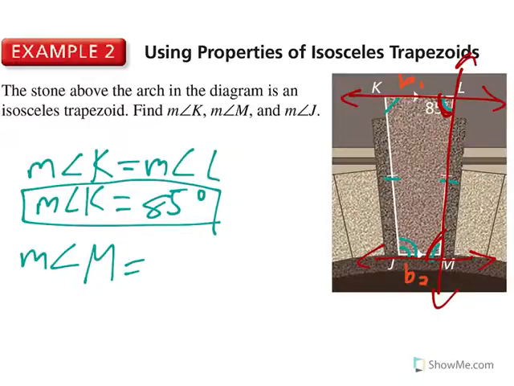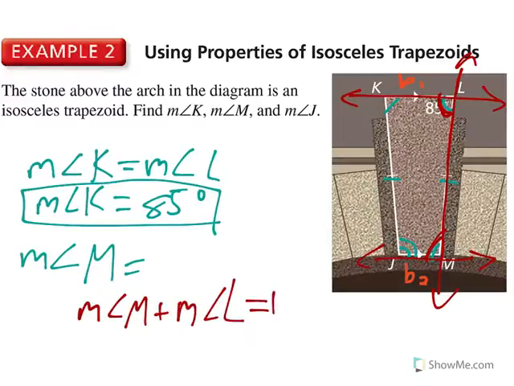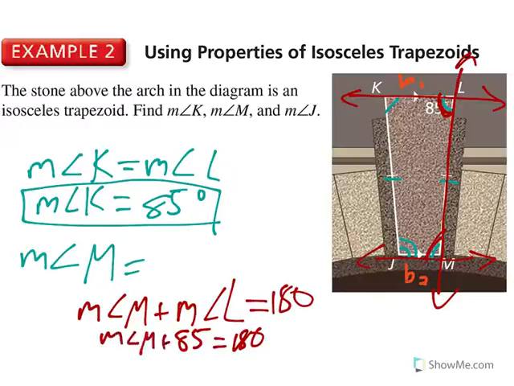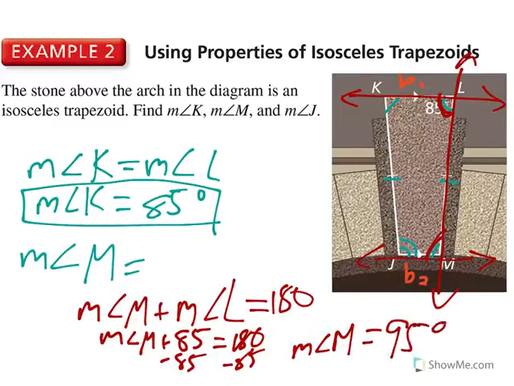Okay? So that would mean that angle M, if I were to add them up, so I do the measure of angle M plus I add the measure of angle L, they would equal 180 degrees. They're supplementary. So all I have to do is substitute and solve. So I have 180, measure of angle M. So I subtract, and so I get the measure of angle M is equal to 95 degrees.